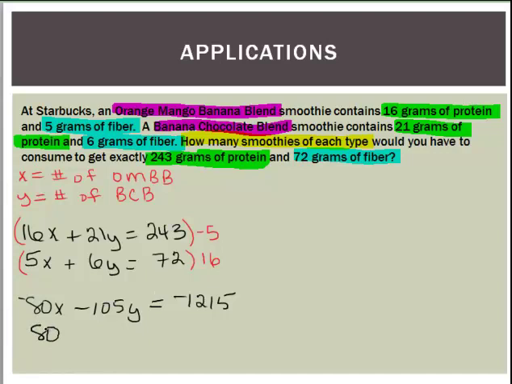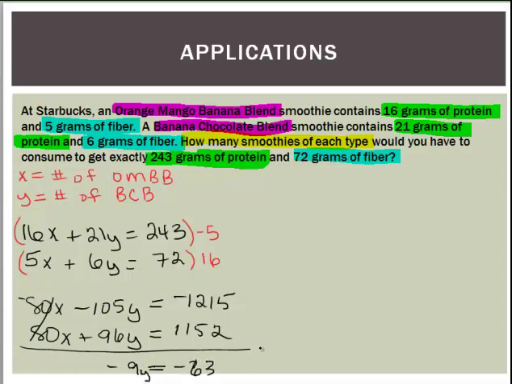Now we have 5 times 16. 6 times 16, that's 96. And 72 times 16, that's 1152. Now we can add them together. We have -105 plus 96. That's going to be a -9 y. And -1215 plus 1152 is a -63. Forgot my y. And now divide both sides by -9. So you get y is equal to 7.